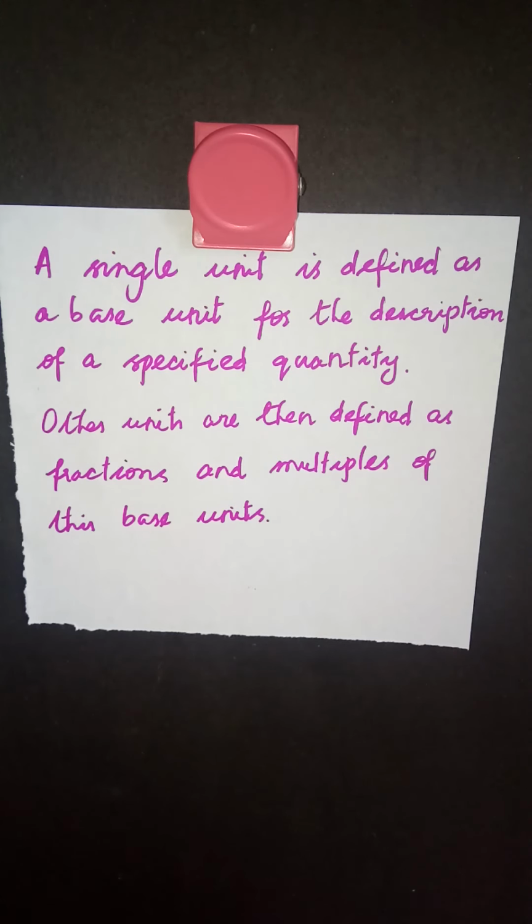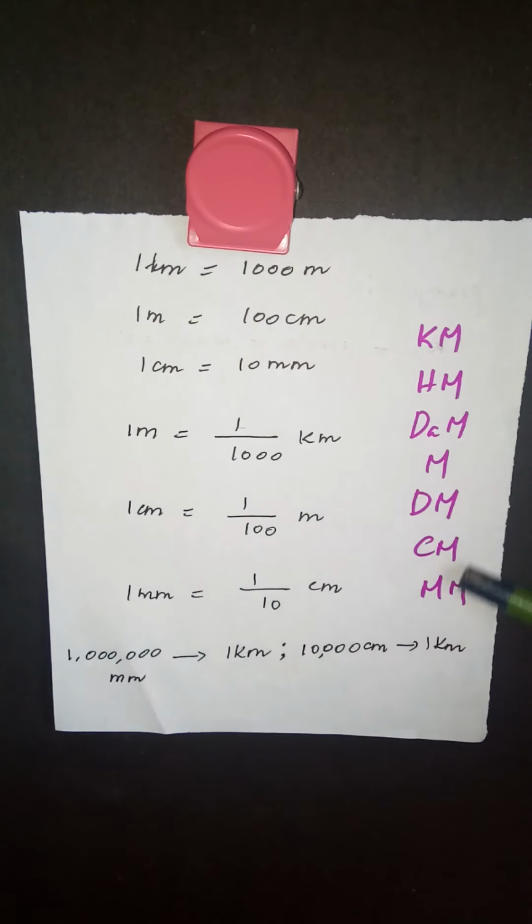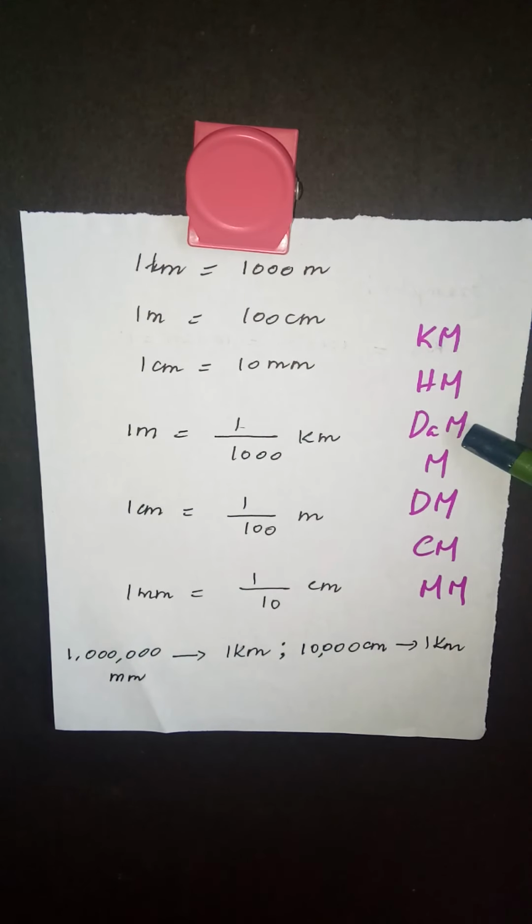For example, the main unit is yard, the fractions are inch and foot, and the multiples are mile. These units are called subsidiary units. These are the commonly used subsidiary units in our regular usage: kilometer, hectometer, decameter, meter, decimeter, centimeter, millimeter. And here this meter is the unit. These units are multiples because they are bigger than this, which means multiples of these are lesser, which means fractions of this unit.